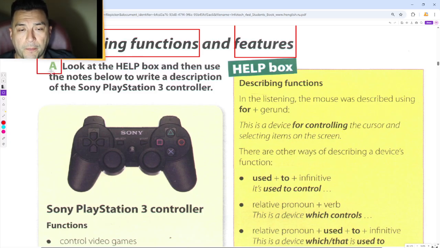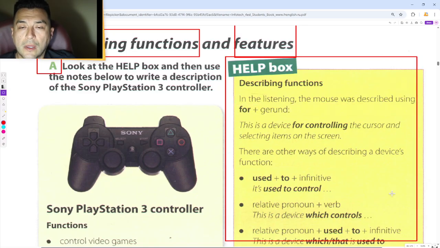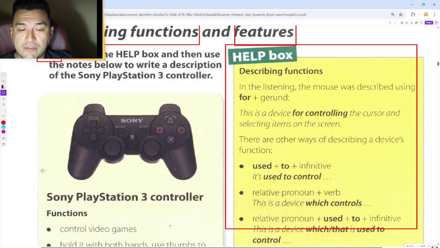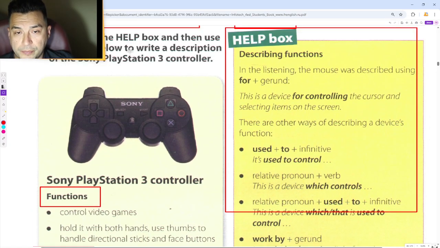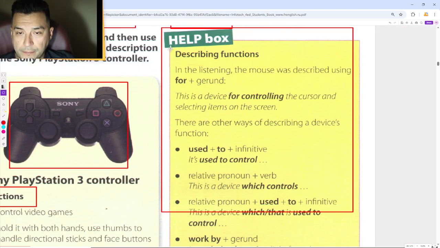Exercise A. Look at the help box. This is the help box. Today we're looking at the help box, and then we're using the notes below. We have some notes here on functions and features to write a description of the Sony PlayStation 3 controller. Okay. To write the description, we need the help box.